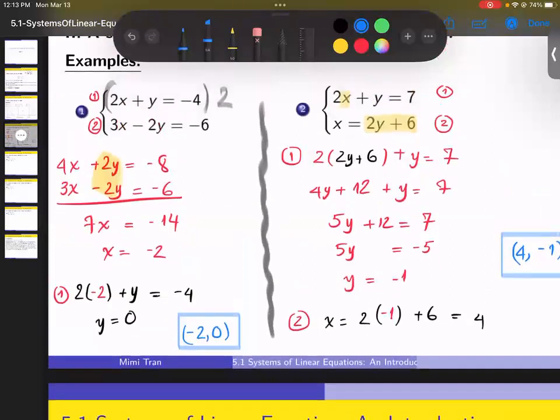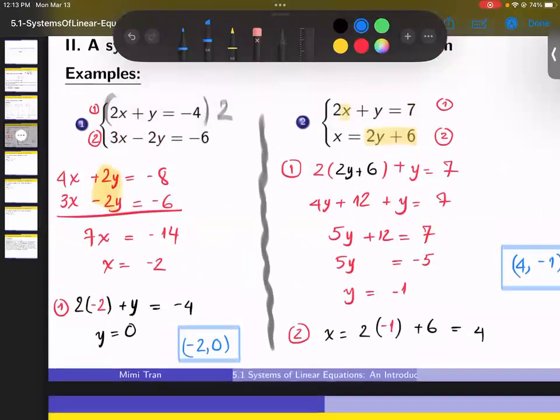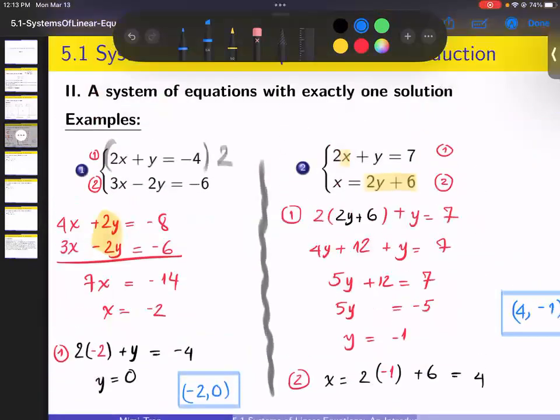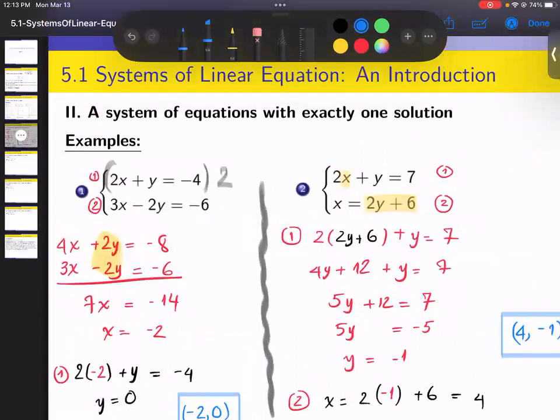Now, without graphing, can you tell me, is this system consistent or inconsistent? It's consistent because you have at least one solution, right? Dependent or independent? Independent, right? This is two lines intersecting like that. You can see that's the case where you have exactly one solution.